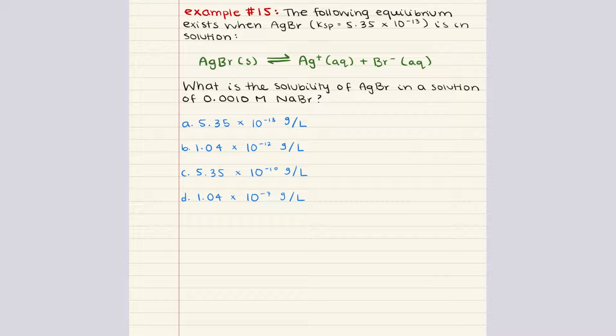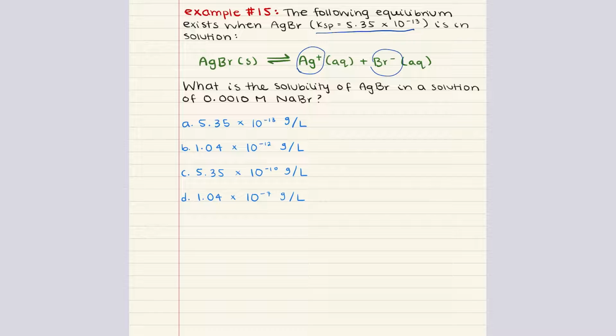Problem 15 says the following equilibrium exists when silver bromide is in solution. Silver bromide dissociates into silver cations and bromide anions, and we have the KSP value. It's equal to 5.35 times 10 to the minus 13. What is the solubility of silver bromide in a solution of 0.001 molar sodium bromide?